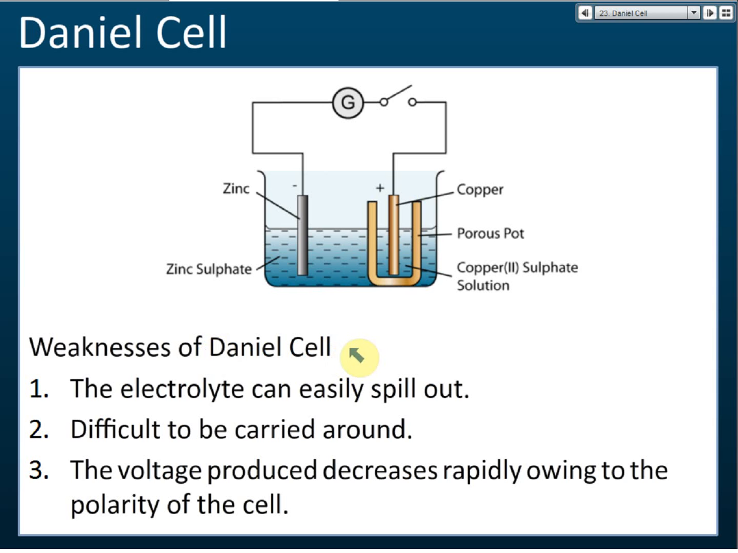Weaknesses of the Daniell cell. The electrolytes can easily spill out. You shake it, and the electrolytes can go out. It is difficult to carry around, because they are all liquids. And the voltage produced decreases rapidly owing to the polarisation of the cell. You don't need to know what is meant by polarisation of the cell. You just need to know that the voltage will decrease very fast. That's all.